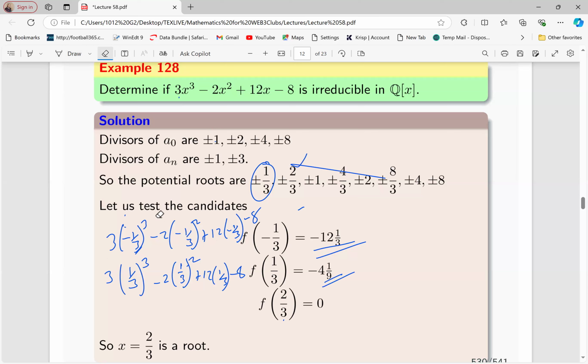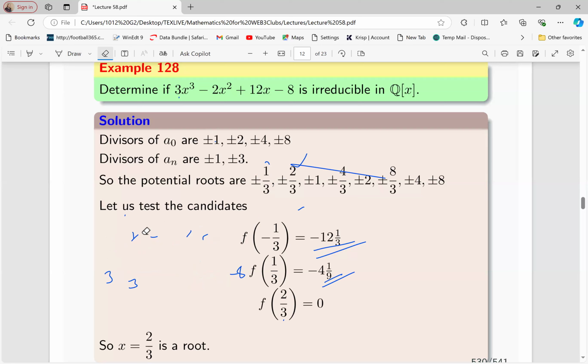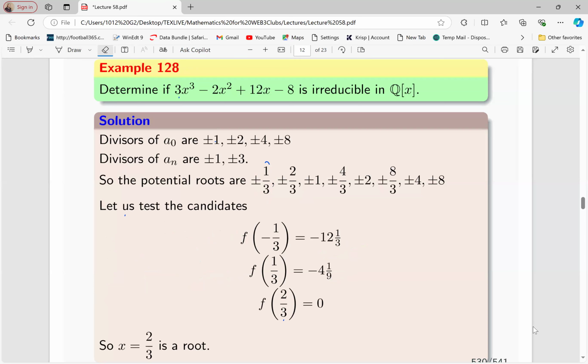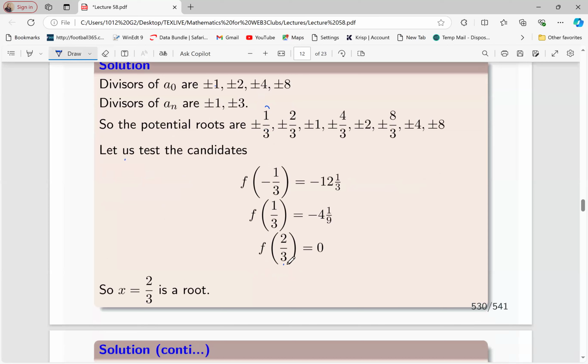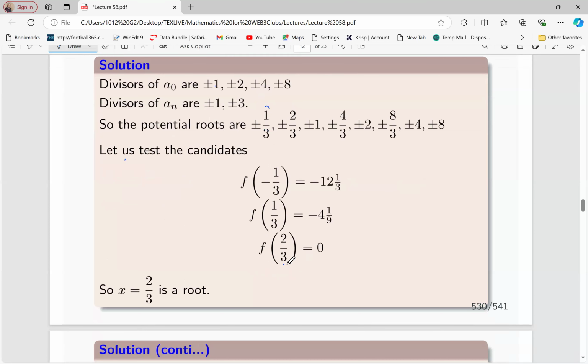So I did not want to proceed and check all the rest, because there are 16 of them. You may not want to check all of them. Once you get one root, and yesterday we learned division, using that root you can divide, get a quadratic equation, which you can again factorize. So we've found that 2 thirds is one of the roots.